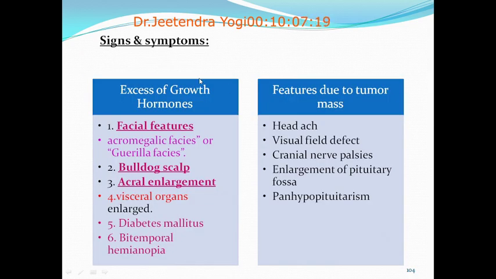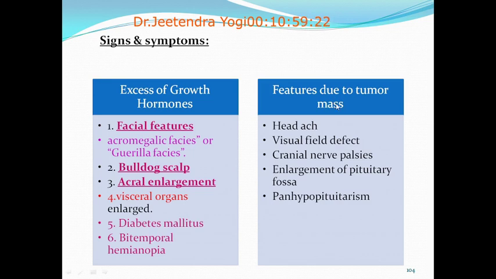So here the signs and symptoms are again because of excess growth hormone secretion and features due to the tumor mass. The features due to the excess growth hormone secretion are, first, facial features. The particular facial features that develop in acromegalic condition are called acromegalic facies or gorilla facies. We will see it in the next picture. The second feature is bulldog scalp. Then acral enlargement, acral means peripheral body part enlargement like hands and feet. The enlargement of all viscera like heart, liver, kidney, spleen. The development of diabetes mellitus and bitemporal hemianopia because of compression of the optic chiasma.